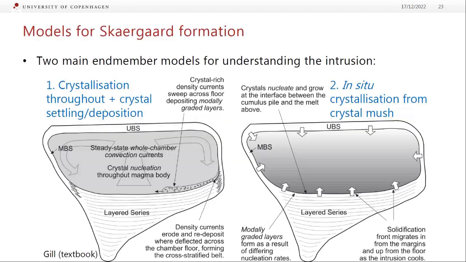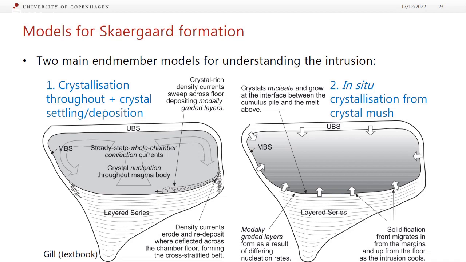Skagard has got some amazing examples of this. As I said before, there are two main end-member models for cumulates. In Skagard, this is taken from the textbook, which I think probably has it slightly wrong. I basically called up one of the experts on this to try and get it set, because I couldn't figure it out from reading the papers. But anyway, the two main end members.